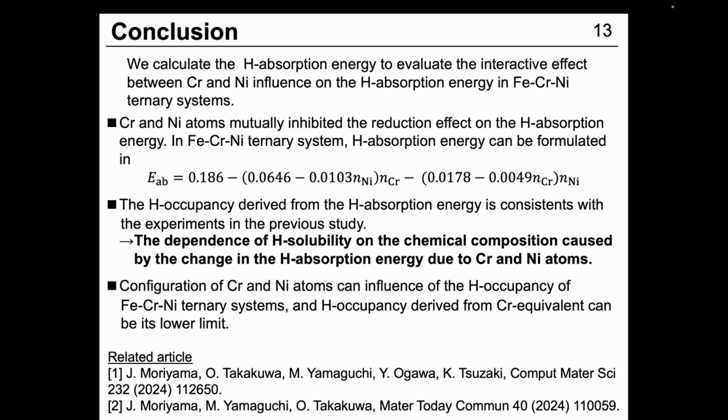Let me summarize this study. We calculated the hydrogen absorption energy in iron chromium nickel ternary systems. As a result, chromium and nickel atoms mutually inhibited the reduction effect on the hydrogen absorption energy. And the calculated hydrogen occupancy was consistent with the experimental value in the previous study. And finally, the configuration of chromium and nickel atoms can influence the hydrogen occupancy.